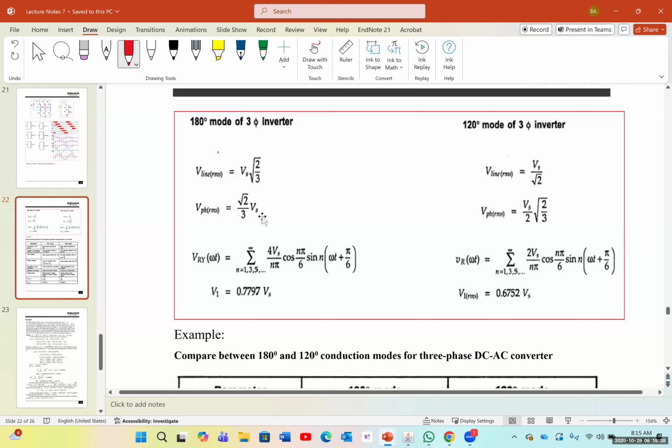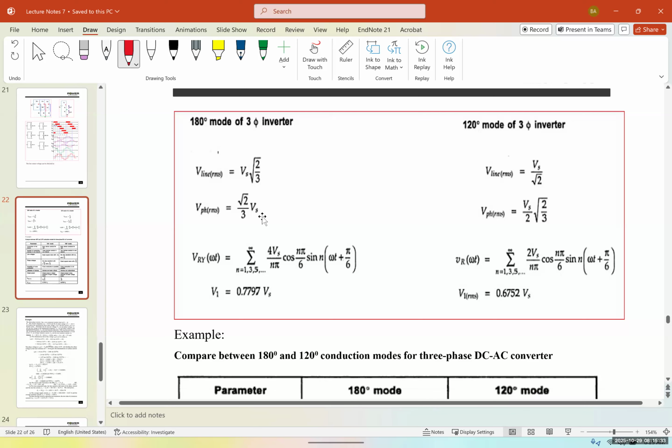Yes. So imagine, let's do a small example. We want to find V line RMS for the 180 degree mode of a 3-phase inverter and the 120 mode, and Vs is 200 volts. I want you to find V line and V phase for both of them.